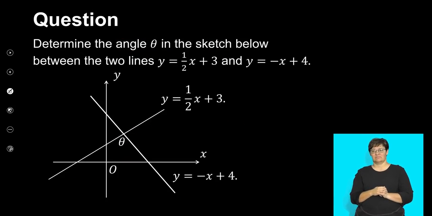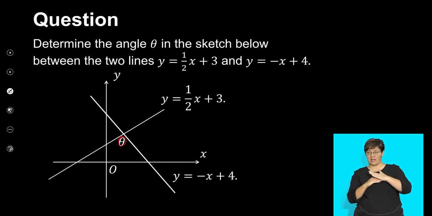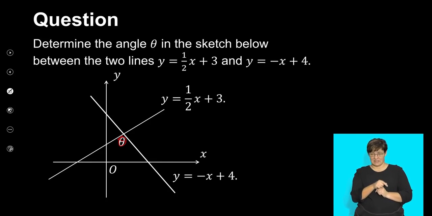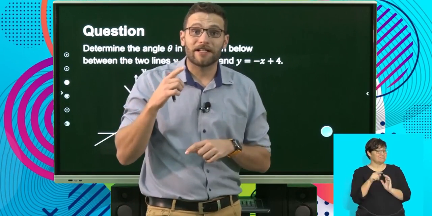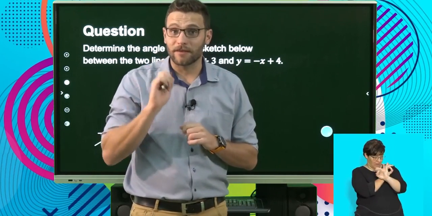The next question says, determine the angle theta, this angle there, all right, in the sketch below between the two lines, y equals a half x plus 3 and y equals negative x plus 4. Now, this is as complicated as these questions can get with the angle of inclination. This is where we need to be really switched on, all right?